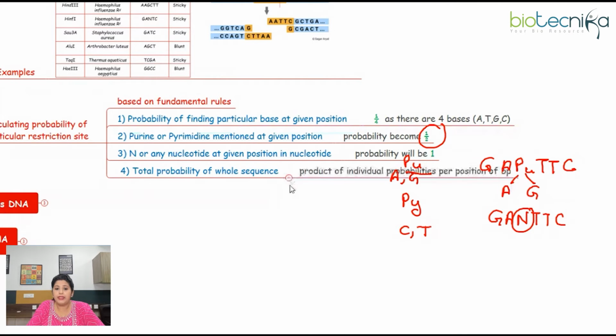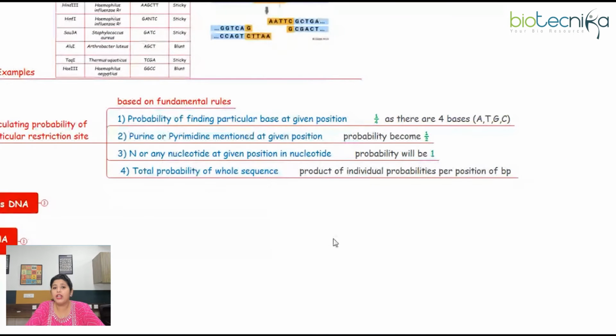Also remember that the total probability of the whole sequence is the product of the individual probability per position of base pair. Why am I saying product? Because they are all independent events. Probability of getting an A is an independent event. Probability of getting a T is an independent event, right?